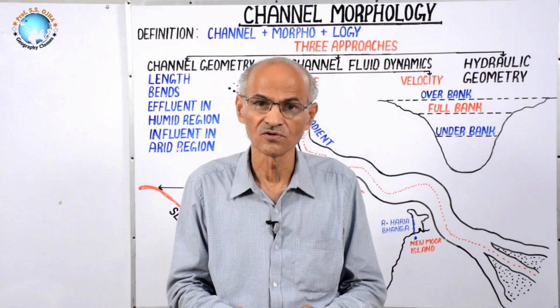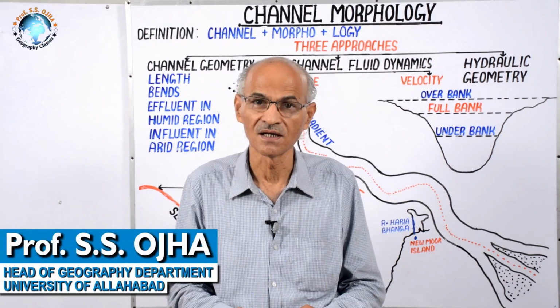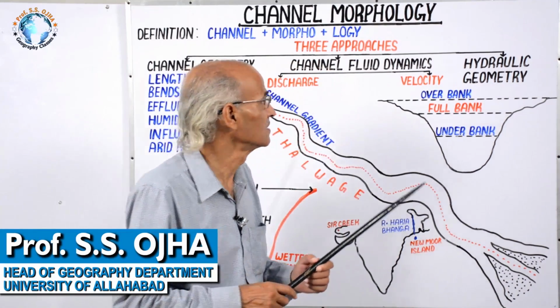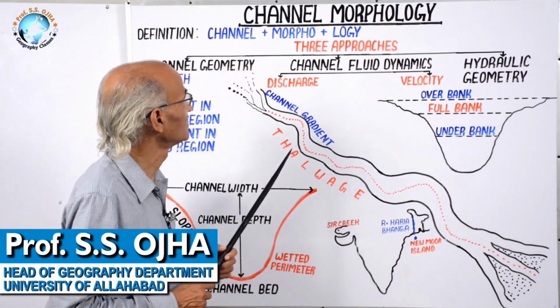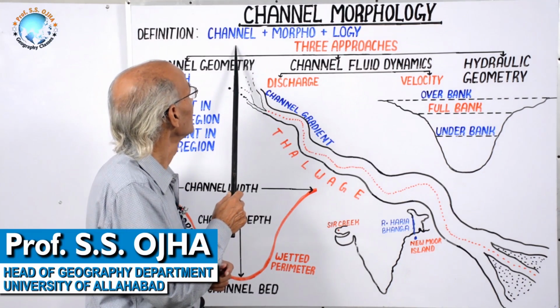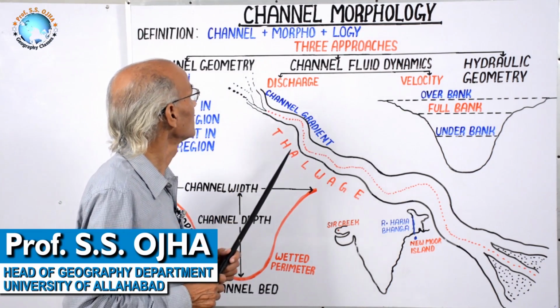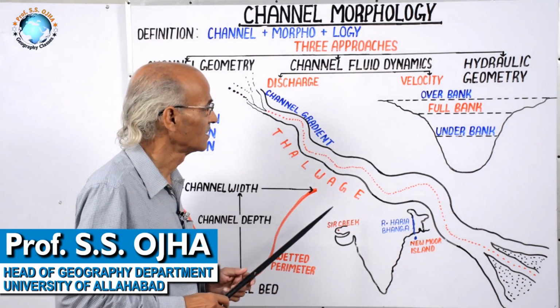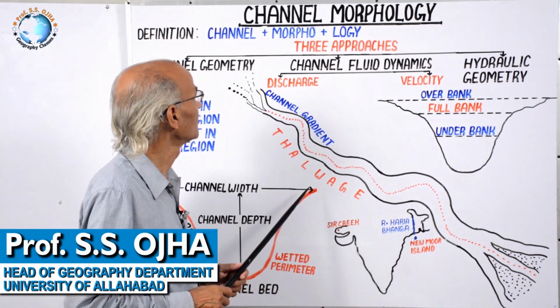Channel term is also used in oceanography, where through a narrow strait the water flows at a very fast rate. For example, English Channel. But that channel also does not develop any type of landform, or there is no morphology developed by that channel. Here, channel morphology will be studied in geomorphology, and channel stands for moving water on the land, carving erosional and depositional landforms.